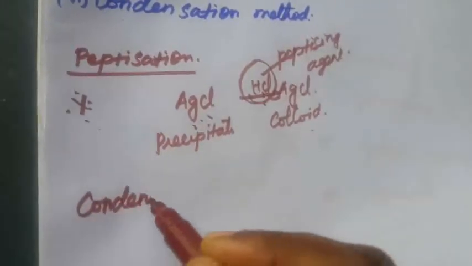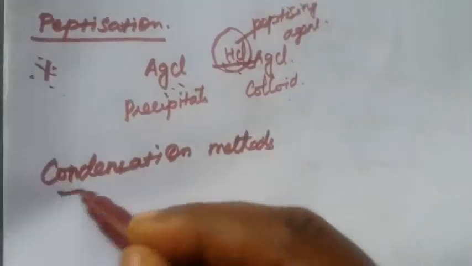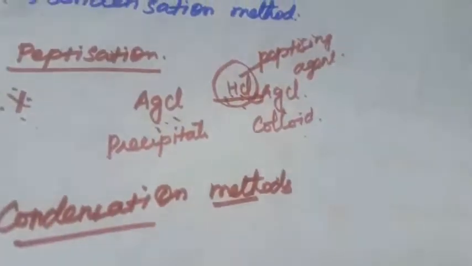Next one is the condensation method. What is meant by the condensation method? Using chemicals, we convert the solution into colloid. When the substance is present as small size particles, it is converted into larger size particles, so that it is brought to the colloidal dimension. First one is oxidation. What is meant by oxidation?